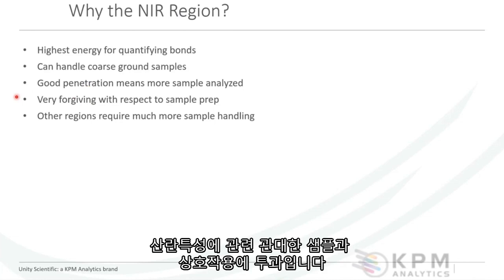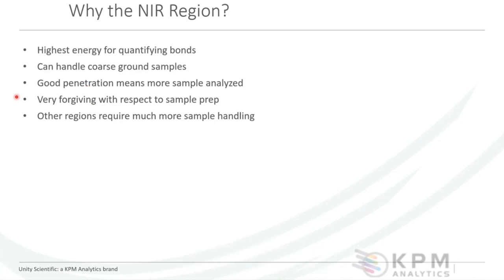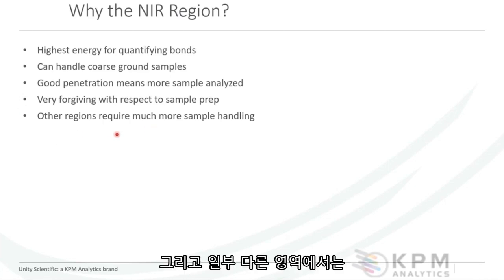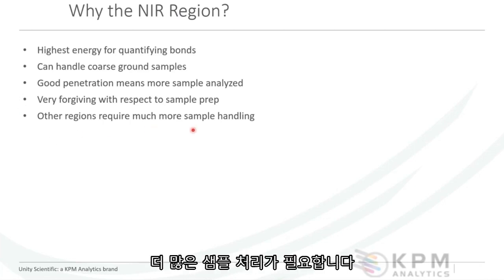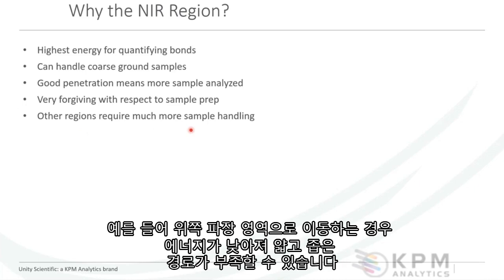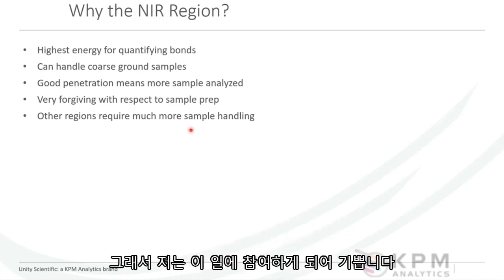It's pretty forgiving with regards to sample preparation as far as scatter properties and things like that. And some of the other regions require much more sample handling. For example, as you're moving up into the upper wavelength regions up towards IR, the energy is lower such that you need really thin and narrow path lengths. So NIR happens to just be in this kind of a sweet spot.